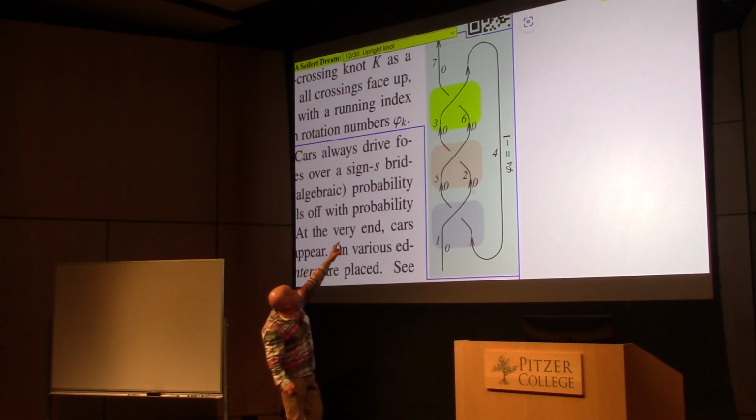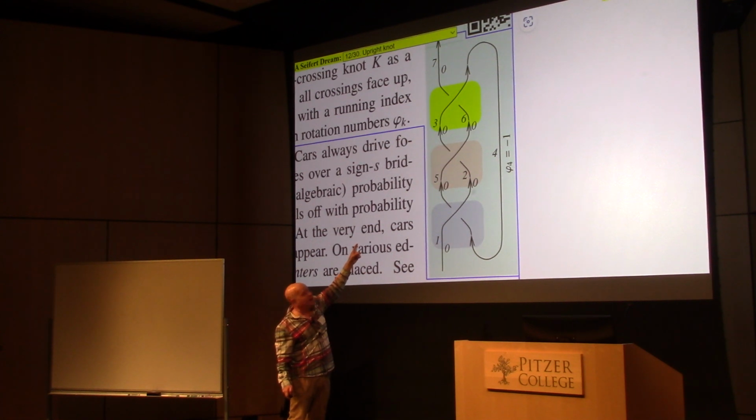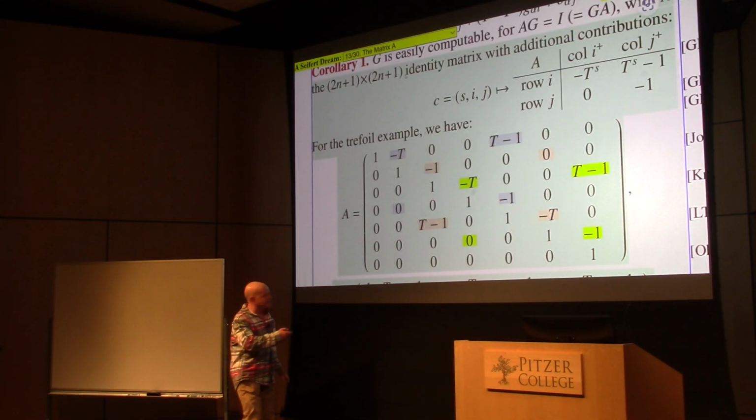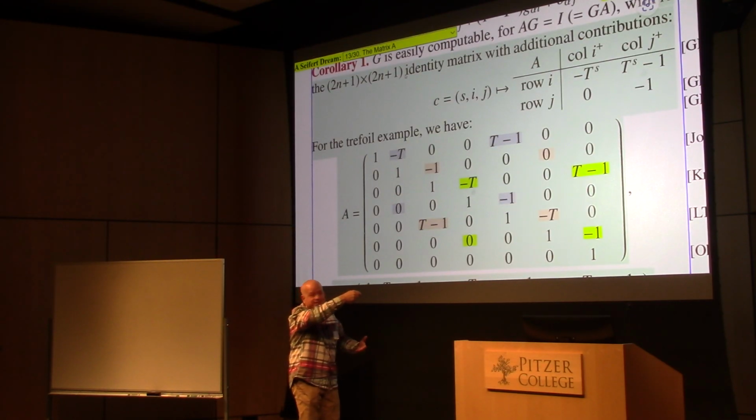So, for example, the yellow crossing has 2 strands. The incoming upper strand is labeled 3. The incoming lower strand is labeled 6, and it's a positive crossing. And then I have a rule which says that if I have a crossing of sign S with incoming upper strand I, incoming lower strand J, then it contributes to the matrix, at rows I, J and columns I plus 1, J plus 1, a certain 2 by 2 contribution.